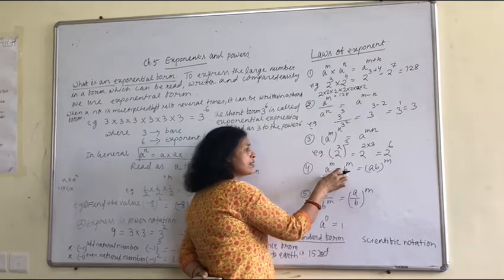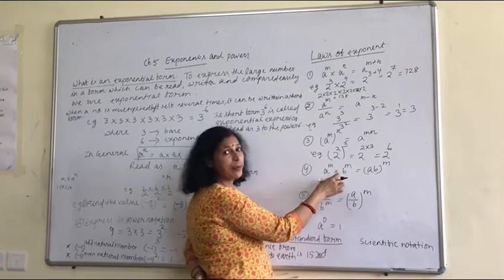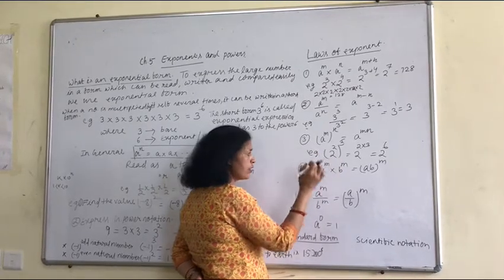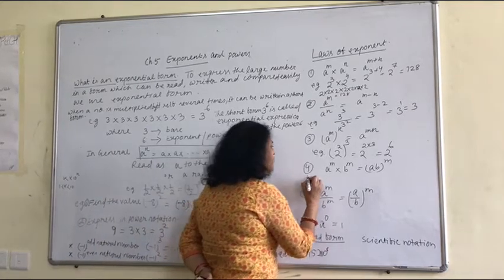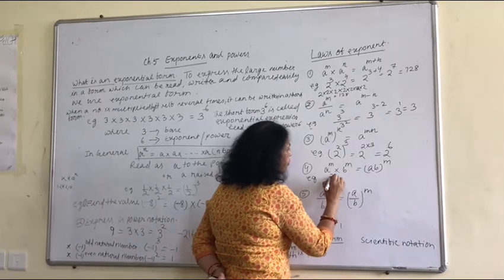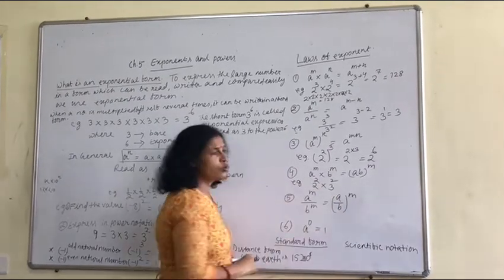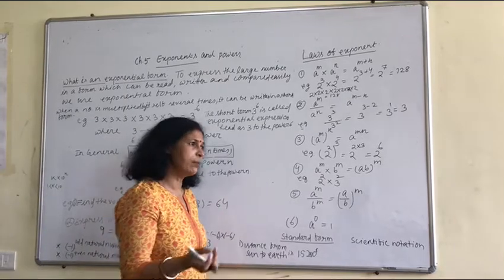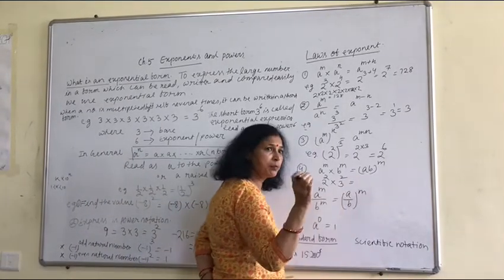In this case, both have different bases and the same power. So you have to multiply the bases here. Take an example. Suppose 2 to the power 2 into 3 to the power 2. 2 and 3, their bases are different but the powers are the same. Then you have to multiply the bases.